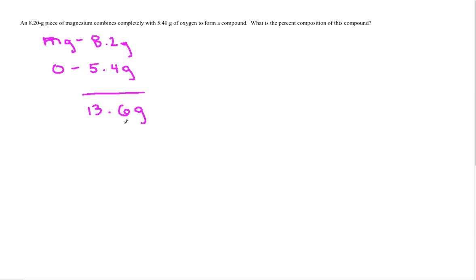And now what you need to do is take each element and decide, for this mass, 8.2 grams, what percent of the entire compound is that? As soon as we're talking about percents, and what percent of something is it, we're going to be dividing. So for magnesium, we're going to say it has a mass of 8.2 grams out of the entire compound, which has a mass of 13.6, since we added those together. So we're going to divide.